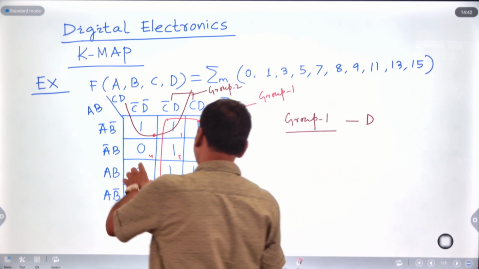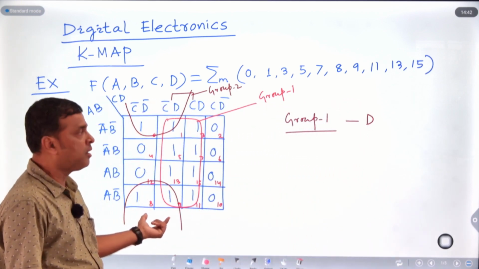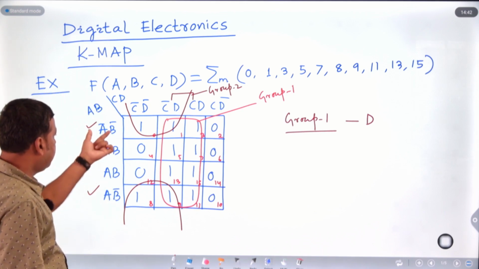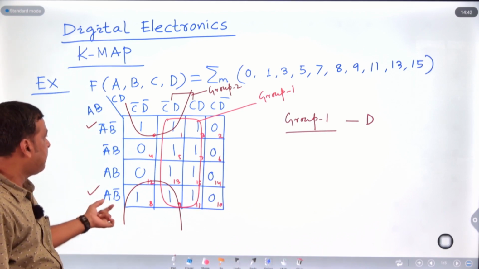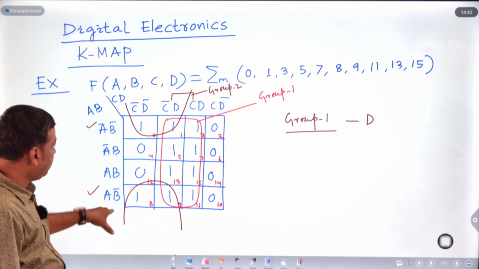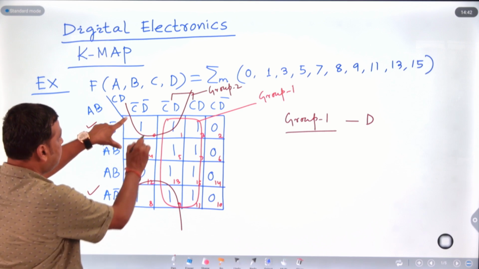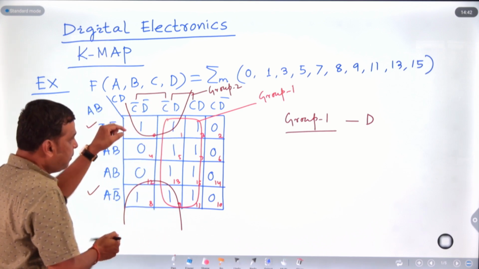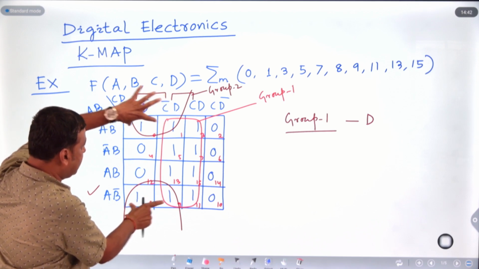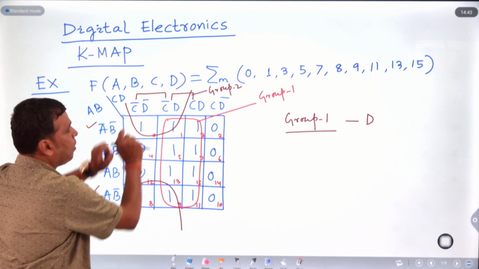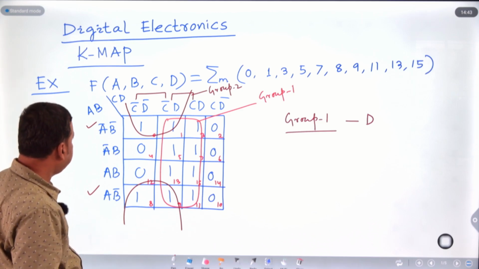Then another group, here these two 1s and here these two 1s. Where is the common? These are A bar B bar and these are A B bar. The common is only B bar. And in this one, the common is C bar. That means these four 1s give you B bar, C bar.